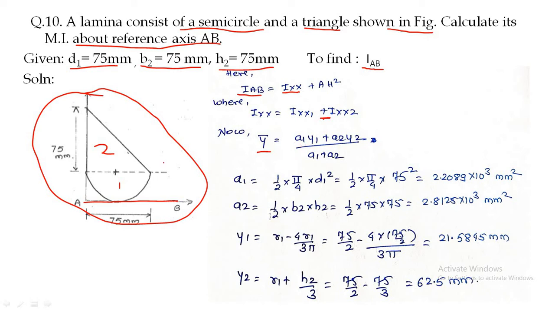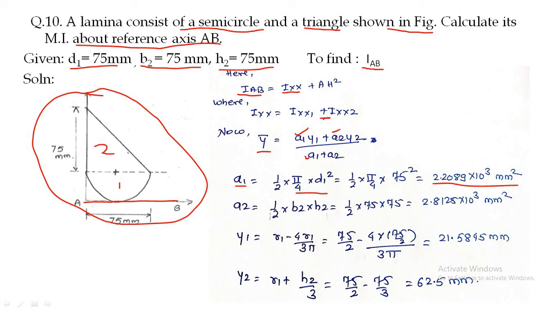So what is a1 over here? A1 is the area of this semicircle. As we know, a semicircle is half a circle, so the area of the semicircle will be half the area of the circle. The formula for the area of a circle is pi by 4 d squared. In this case it will be pi by 4 d1 squared, but as we have to find the area of a semicircle, we multiply it by half. The value of d1, the diameter of the semicircle, is 75. Putting that value, we get a1 as 2.2089 into 10 raised to 3 mm square. Why mm square? Mm square is the unit of area. So this a1 is done.